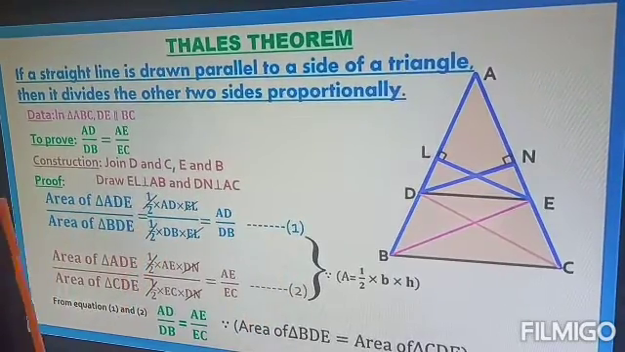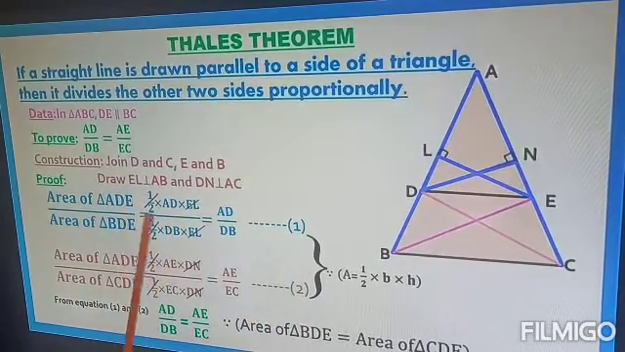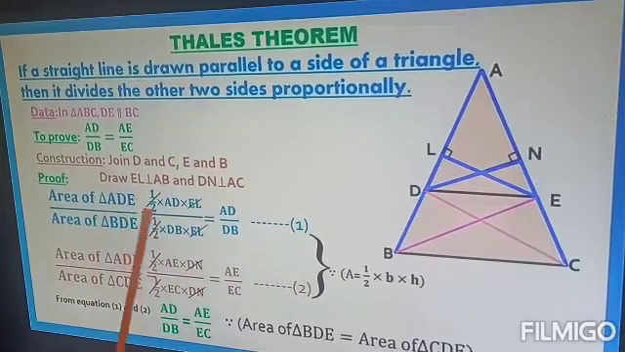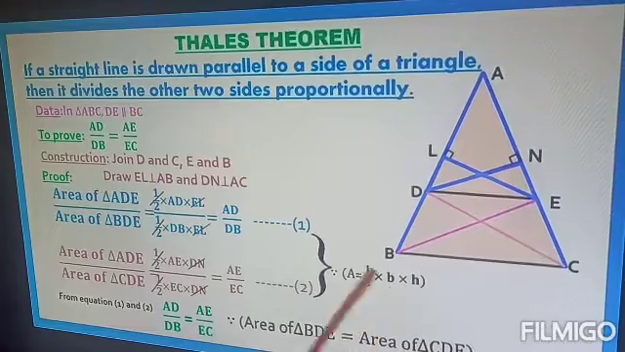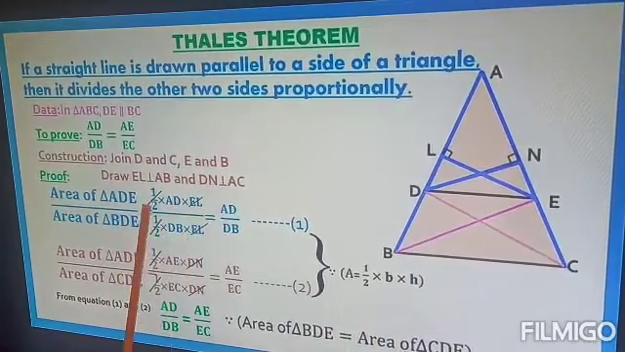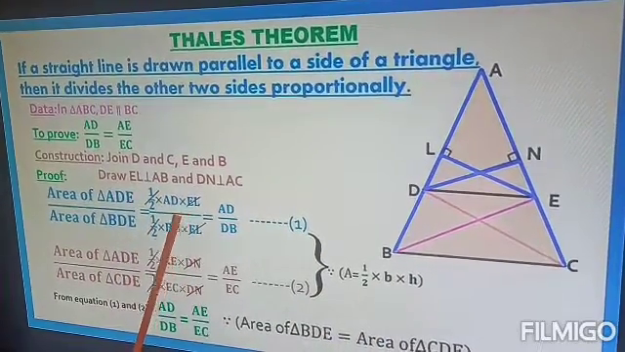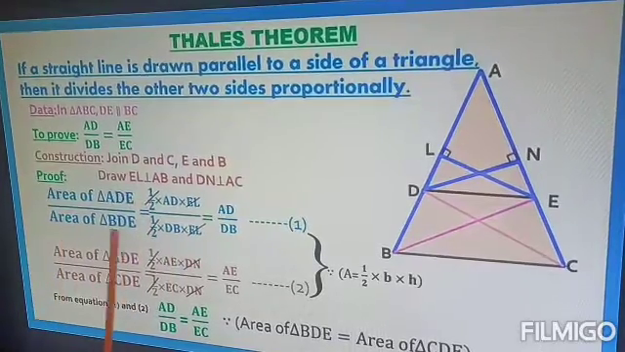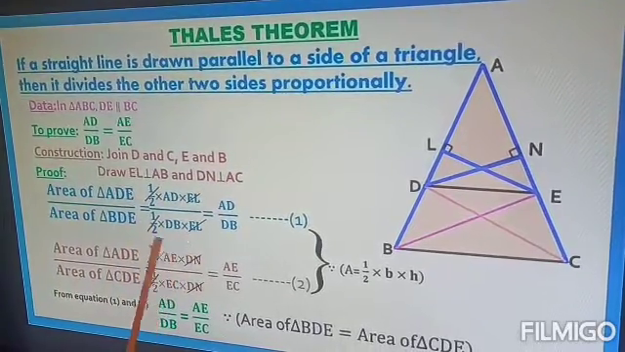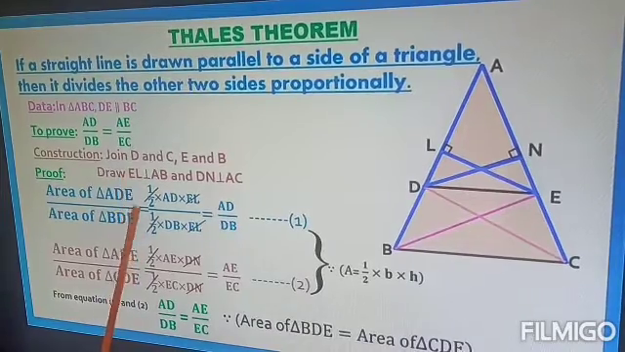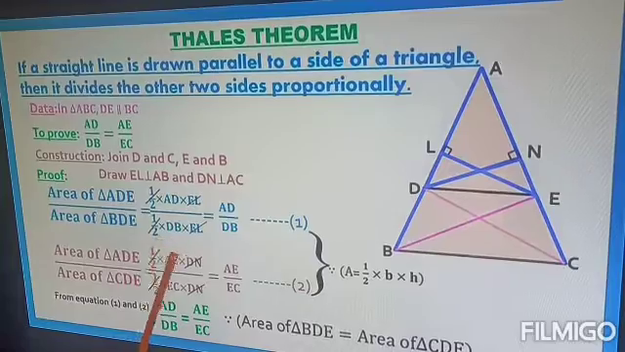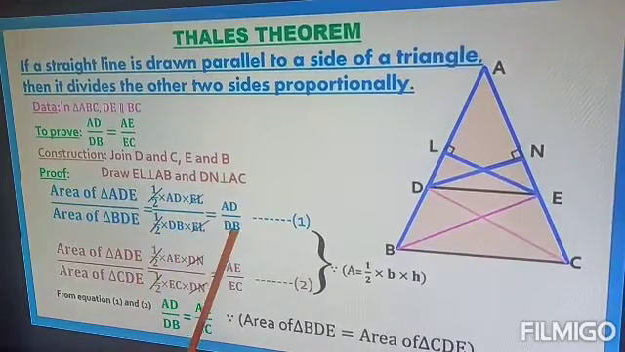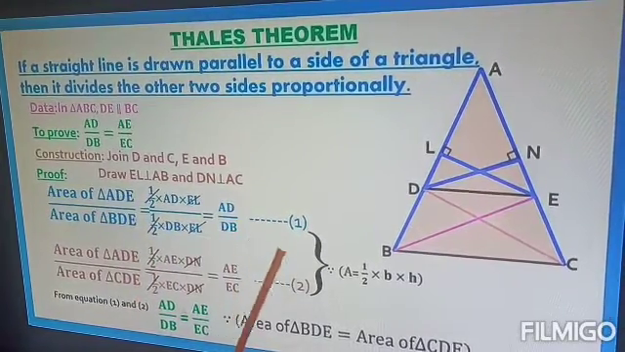Understood now? Just write the area of triangle ADE. According to the area formula, half into base into height, I have to write what the base is and what the height is. Half will be common. For this triangle also, base and height into half, then I cancel common things up and down, and only AD by BD remains. That is equation 1.